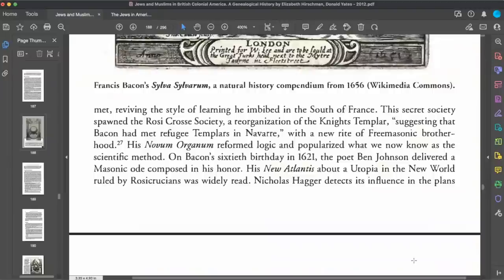The secret society spawned the Rosicrucian Society. This is who formed the Rosicrucians. Again, Egyptology, Kemetic, and all that comes from the Rosicrucian Society, a reorganization of the Knights Templar, suggesting that Bacon had met refugee Templars in Navarre with a new rite of Freemasonic Brotherhood.